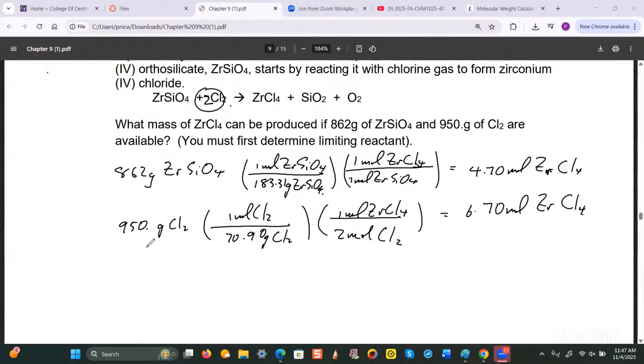Choose the limiting reactant, which would be 862 grams here. Okay, so that's the limiting reactant. But remember the question is asking what mass of the zirconium tetrachloride? So how would we get that? How would you get the mass of the product that you expect to get?